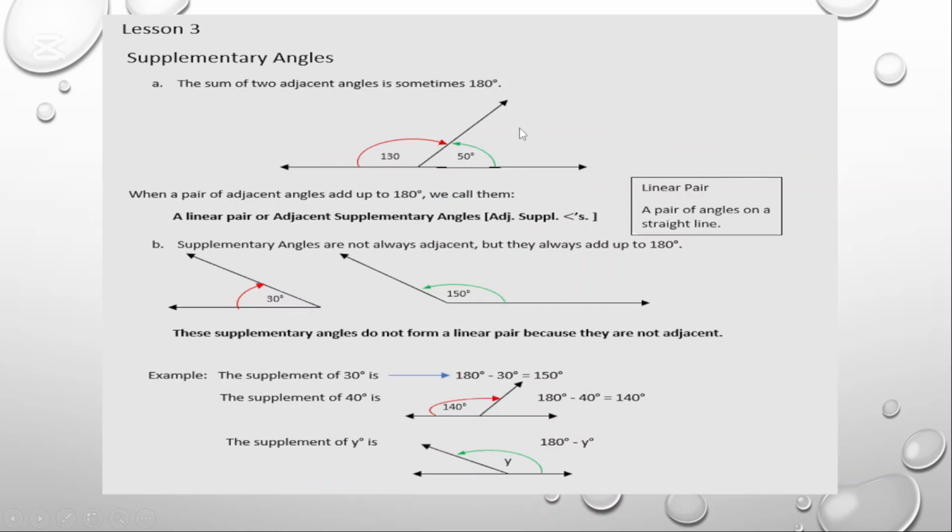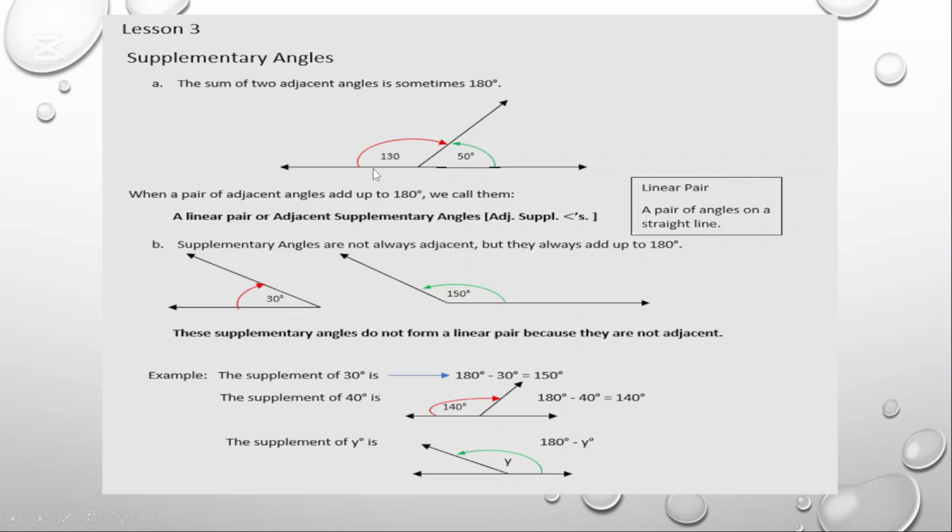Now we go to the next one. And here we have the sum of two adjacent angles is sometimes 180. Now what? In this case we can see here's a straight line. These two angles, they are adjacent. They have a common vertex there. They have a common side, and they are on both sides of the common side. But something else. They also add up to 180.